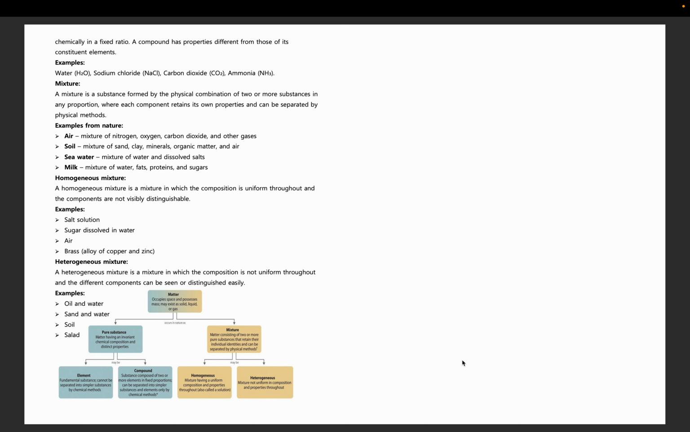Heterogeneous mixture. A heterogeneous mixture can be defined as a mixture in which the composition is not uniform throughout and different components can be seen and distinguished easily. Suppose oil is kept in water. Some oil drops are put into a water sample. You will find that in this mixture, water and oil are separate. Sand and water: you will find the sand is not completely miscible in water. That's why they keep their identity and are visible totally. Thank you.